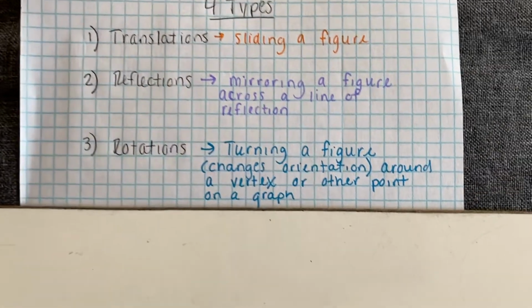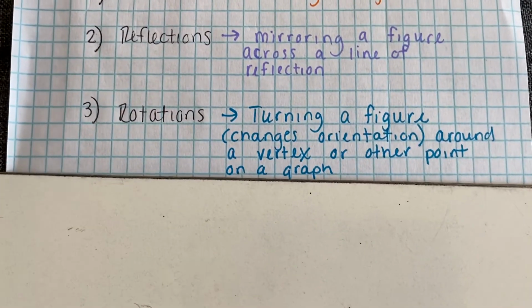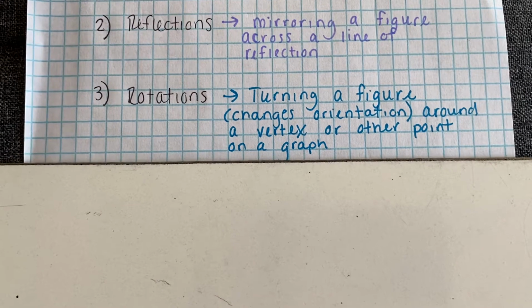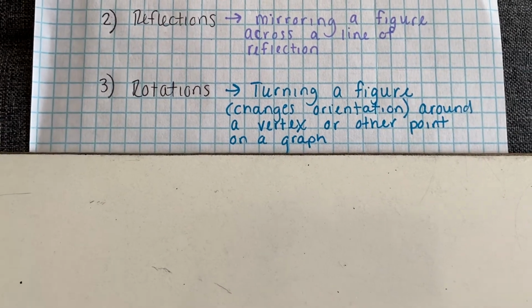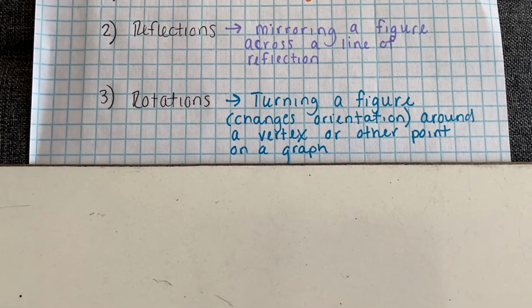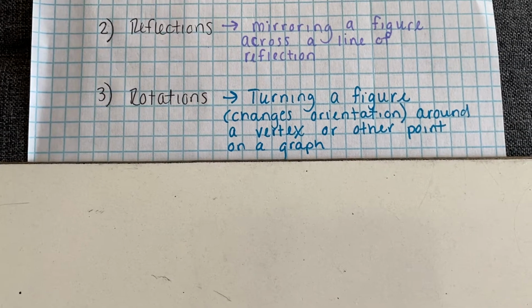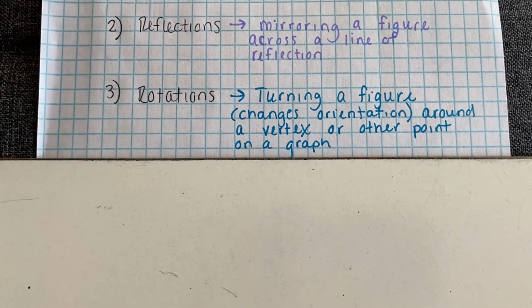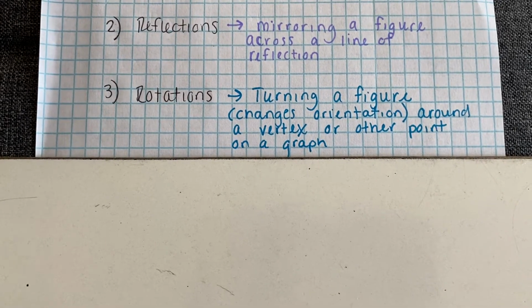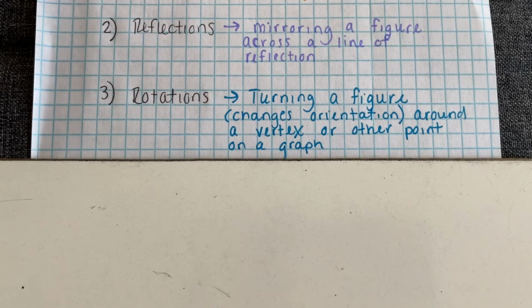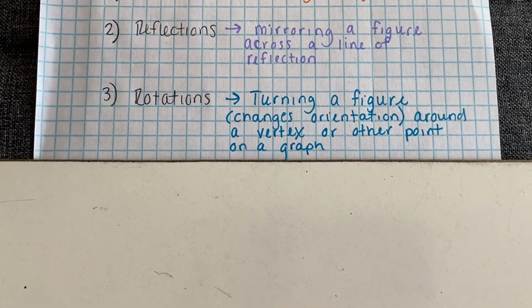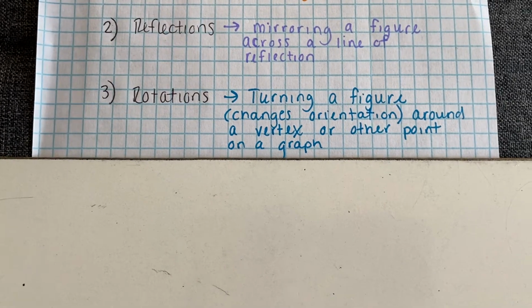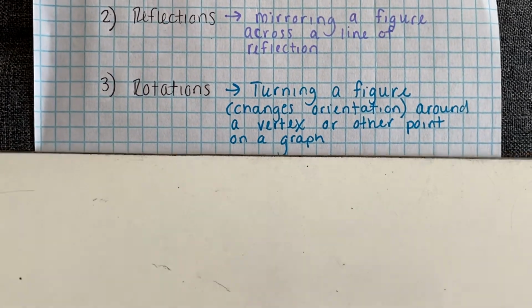Number 3 is rotations. So a rotation is just like if you spin around. If you spin around, once again, you yourself are not changing, but your orientation is. So the way that this would work in geometry is that you would be turning a figure or changing its orientation around a vertex or a point on the graph. Once again, you would always be told. Sometimes it's the origin, sometimes it's a vertex, sometimes it's just a point on the coordinate grid.